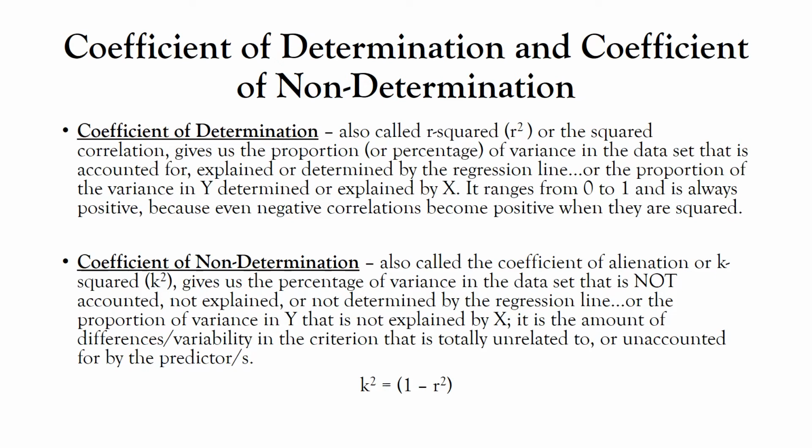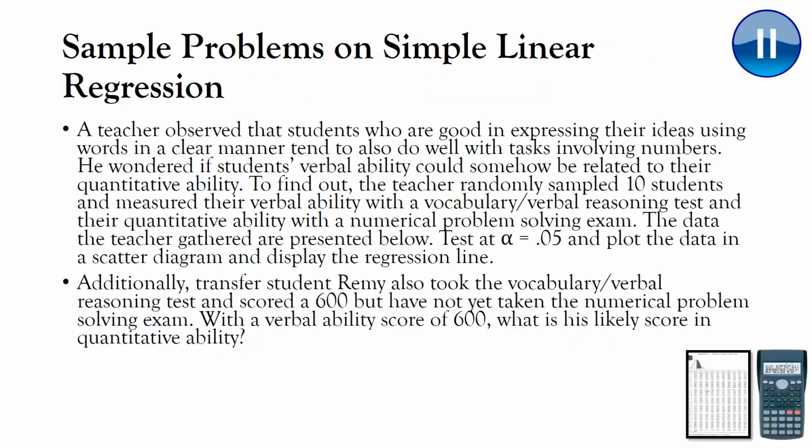Now, the coefficient of non-determination is k squared, or the coefficient of alienation. It's the percentage of variance in the dataset that is not accounted for or explained by the regression line. It is the proportion of variance in y that is not explained by x. This is the total percentage that your independent variable x has not explained well. So that's your basics for regression analysis, basically an introduction to this topic.